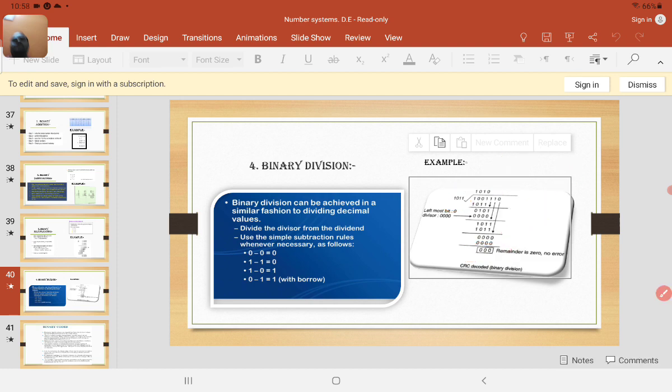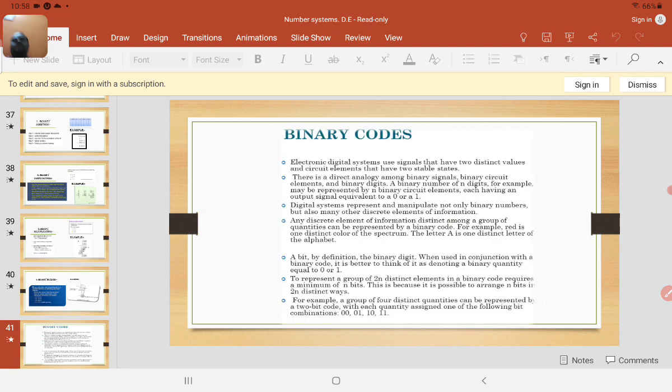Next, how to use binary codes. Electronic digital systems use signals that have two distinct values and circuit elements that have two stable states. That means the binary numbers 0 and 1 are used, and every circuit element has two stable states: 0 means off and 1 means on. So there is a direct analogy among binary signals, binary circuit elements and binary digits. A binary number of n digits, for example, may be represented by n binary circuit elements, each having an output signal value equivalent to 1 or 0.